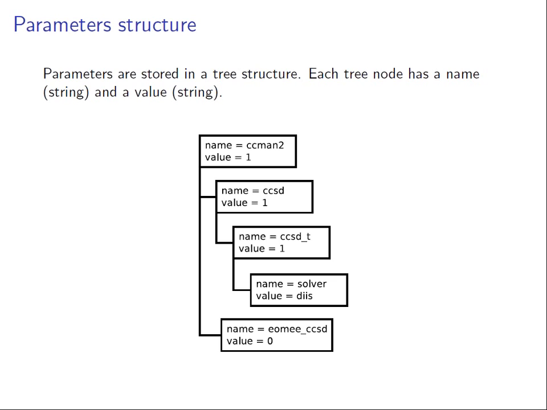And then we have two second-level nodes, CCSD and EOMEE-CCSD. The first one has a value of 1, and I'll explain what that actually means in a second. And then EOMEE has a value of 0, and then we can have this whole hierarchy, right? But yeah, so basically this is how tree structures are organized.